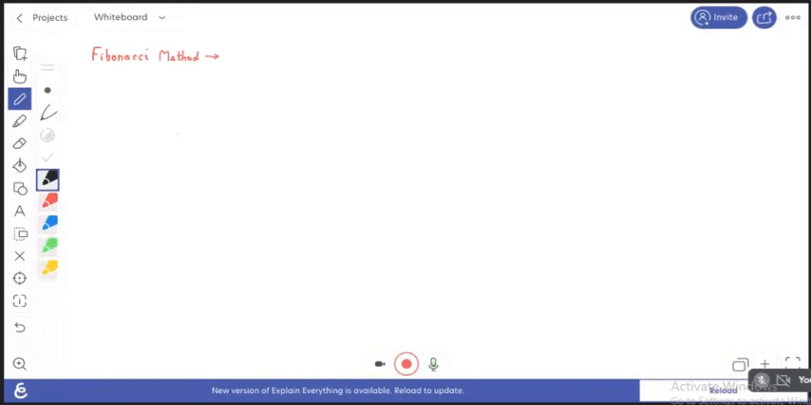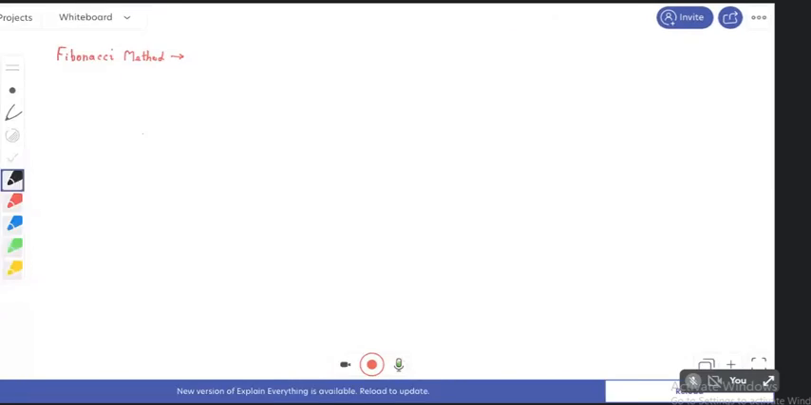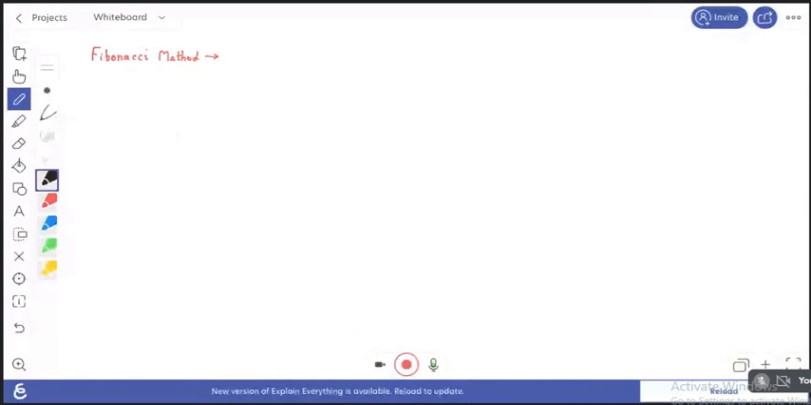In last class, we had already studied the golden section search method. In that case, we use some value of rho throughout, and that value of rho is a constant one, and you know what the value of that is. That value is approximately 0.382. Now in this Fibonacci method, basically this rho value is not the same throughout the process.